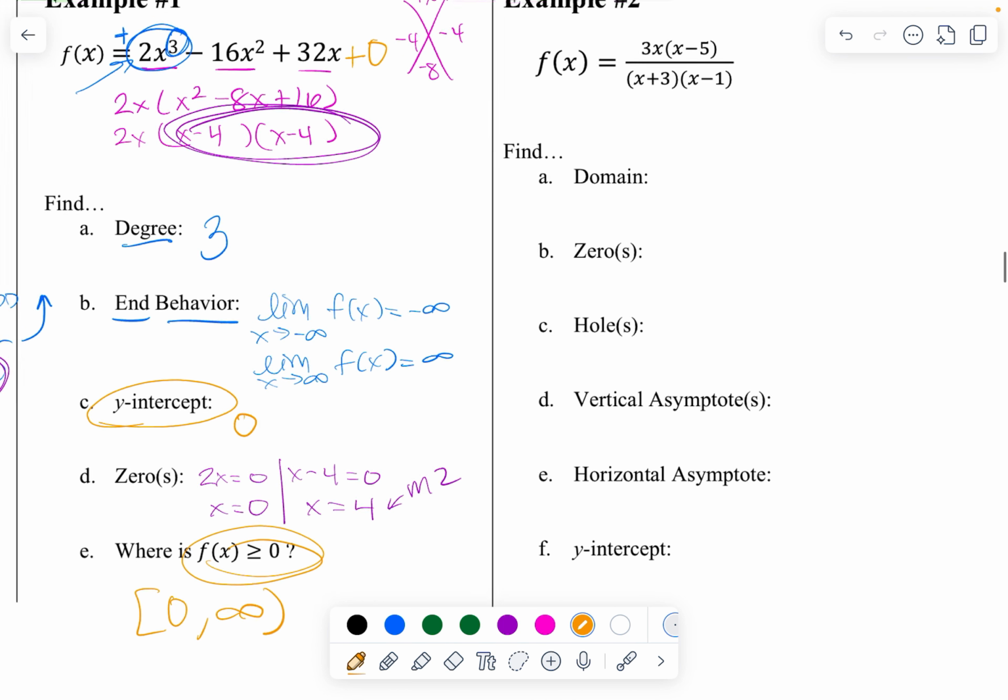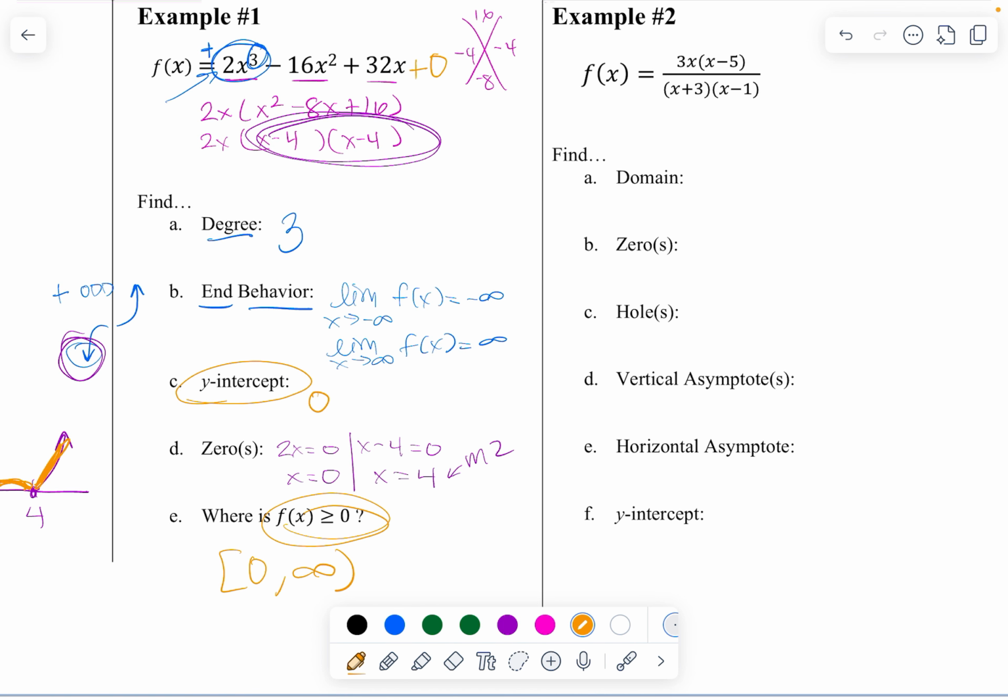All right, so what about example number 2? It's a rational function already in factored form for us. Our domain is when we set the denominators equal to 0. So we know x cannot be -3 and 1. So that's from -infinity to -3, and then from -3 to 1, and then from 1 to infinity. Our zeros are where we set the numerator equal to 0, so x equals 0 and 5.